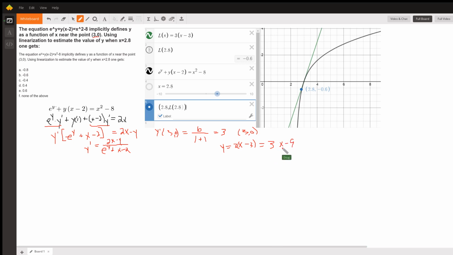But the point is, if I put 2.8 in for x, that'll be an estimate. As long as we're pretty close to the point (3, 0), that'll be an estimate for the point that's actually on the curve. So if you put 2.8 in for x here, you do get this -0.6. Okay, hope that helps you understand this problem.